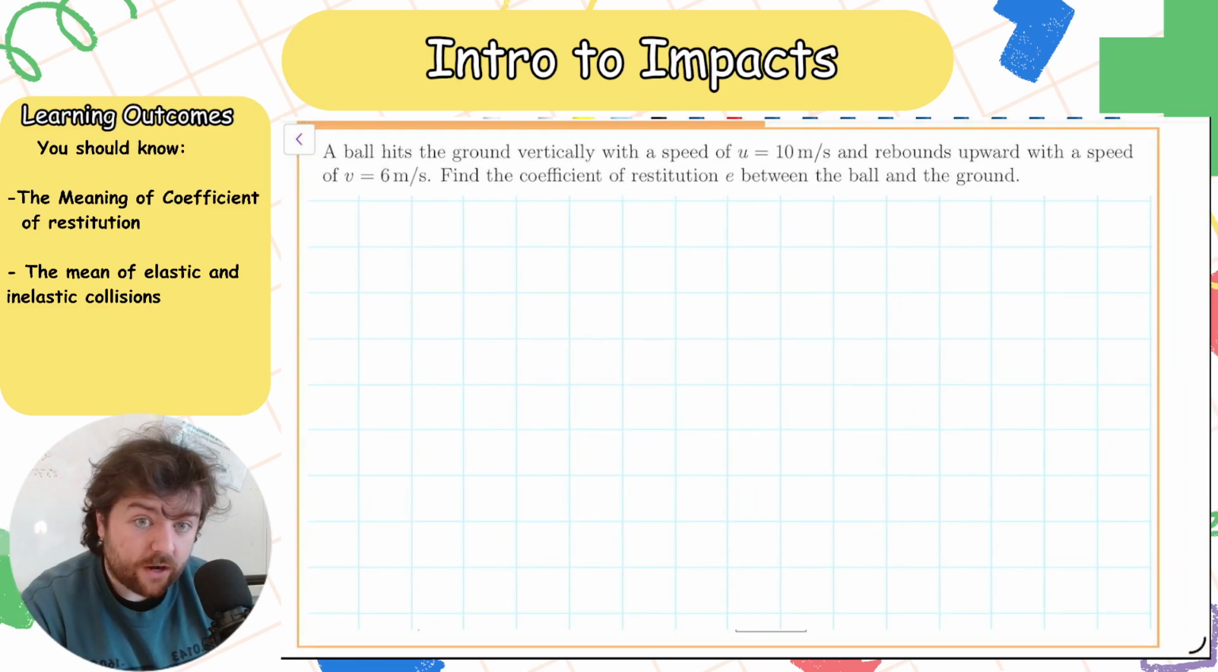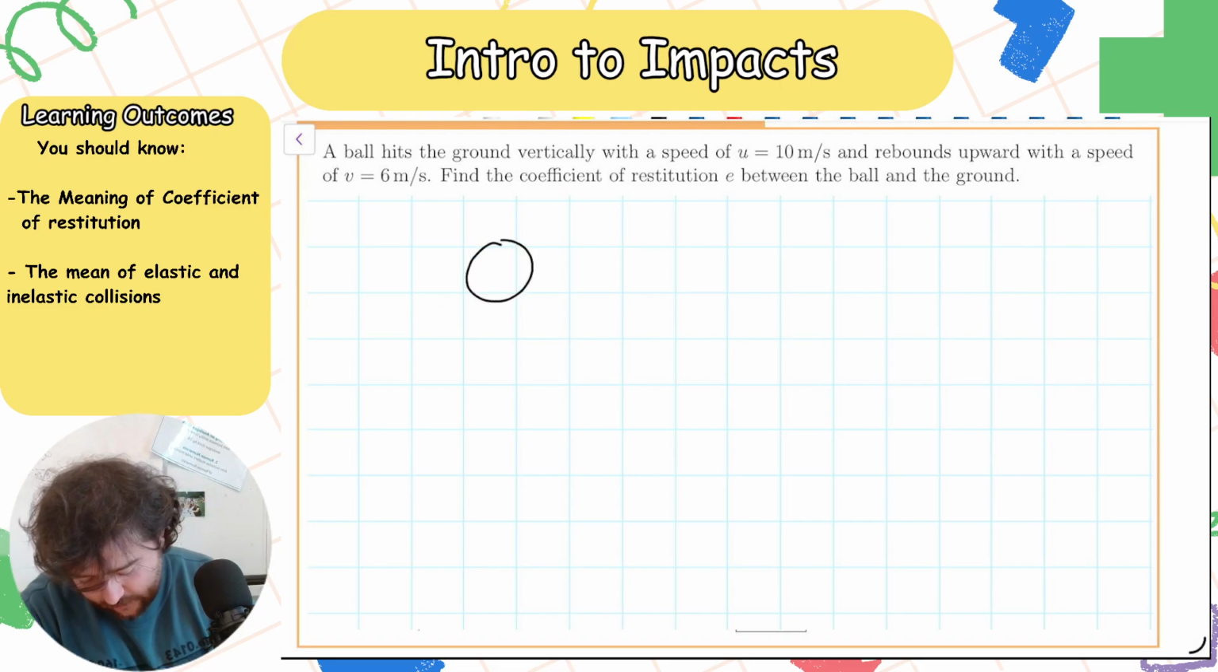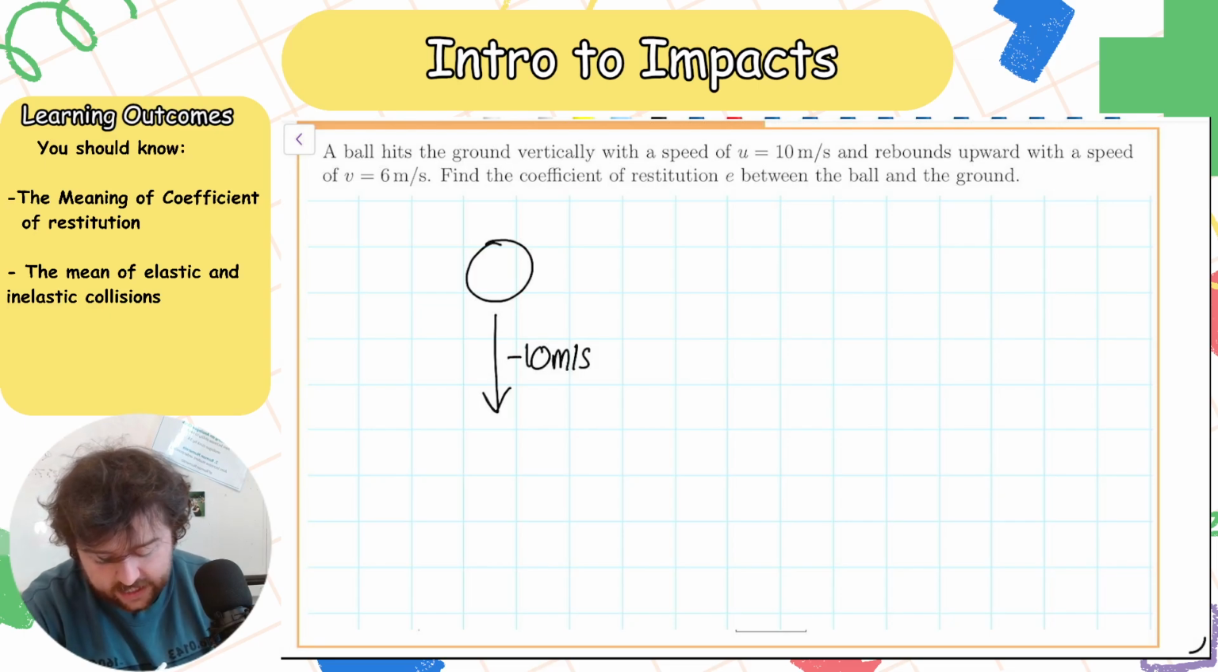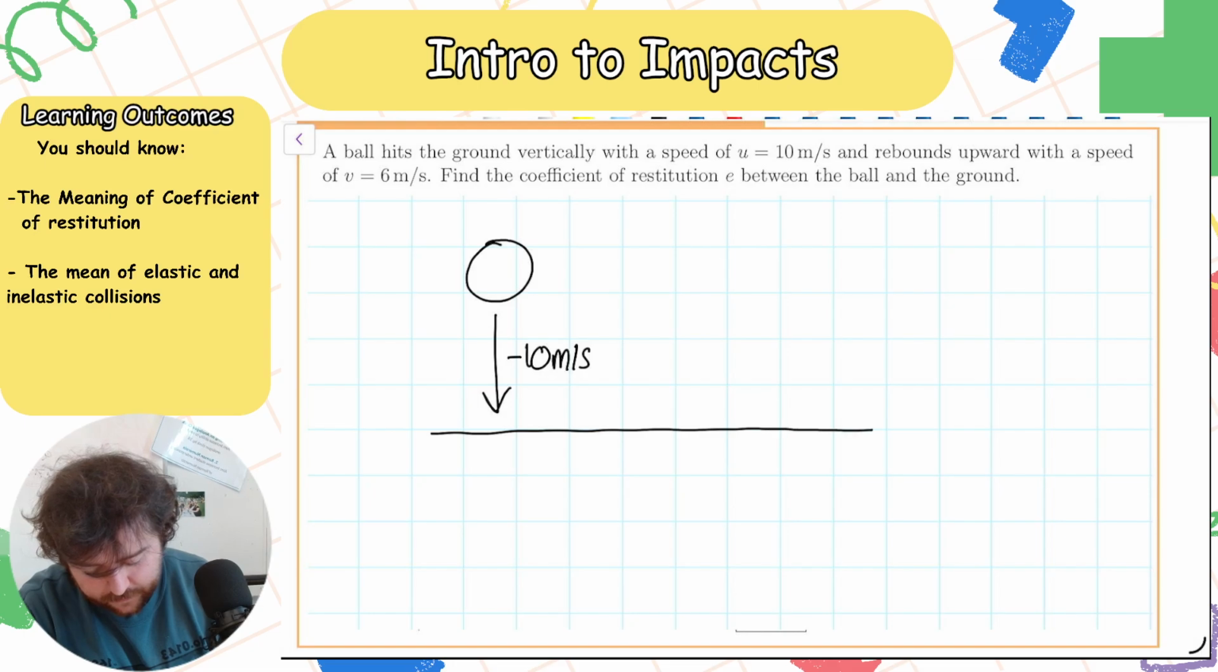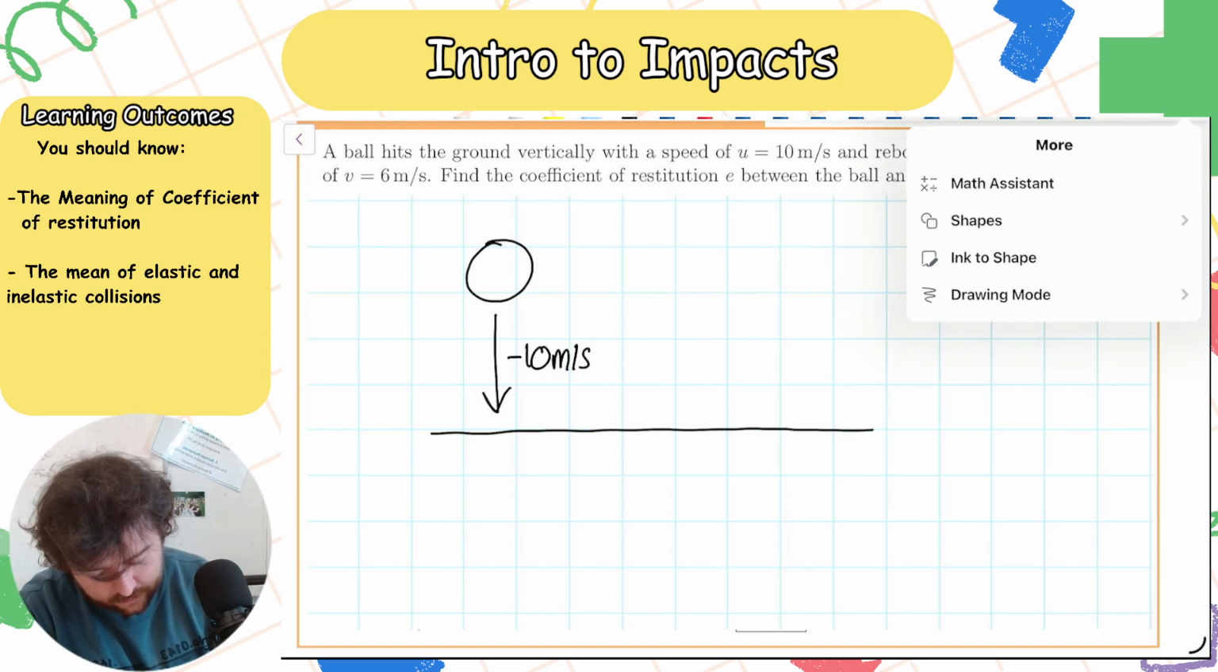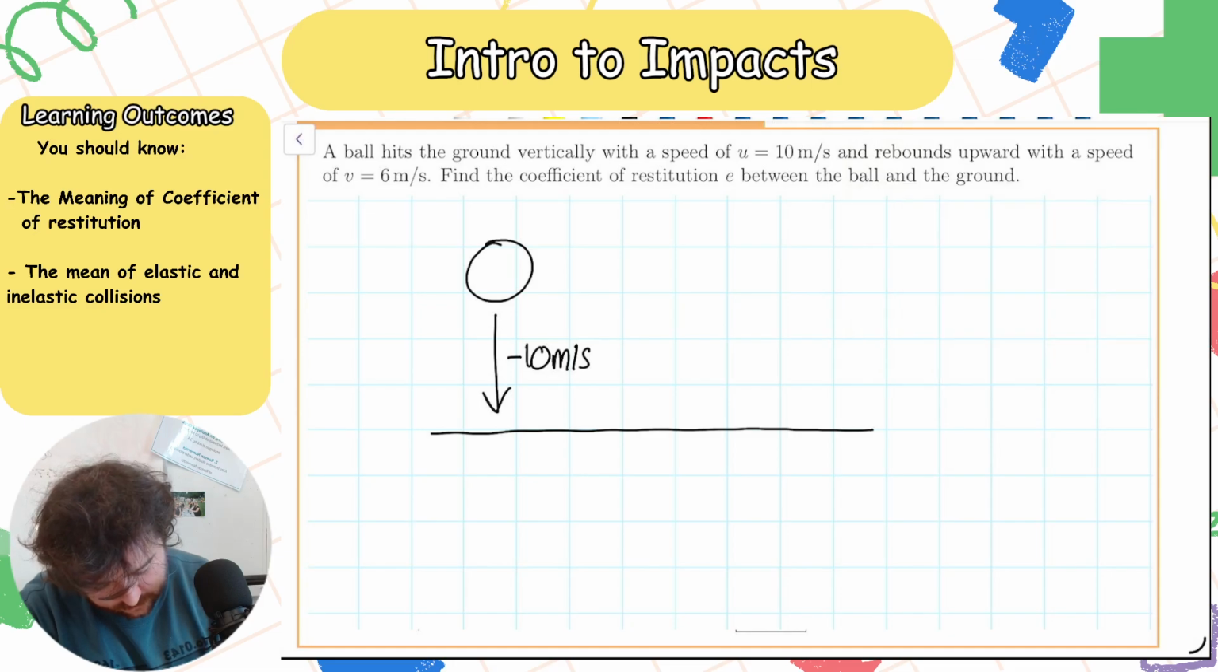So a ball hits the ground vertically with a speed of 10 meters per second and it rebounds vertically upwards with a speed of 6 meters per second. What is the coefficient of restitution? So I have a ball. It's going down with a speed of 10 meters per second. So now I'm dealing with velocities here. So it's going to be minus 10 meters per second. And then it's going to bounce up at a speed of 6 meters per second.